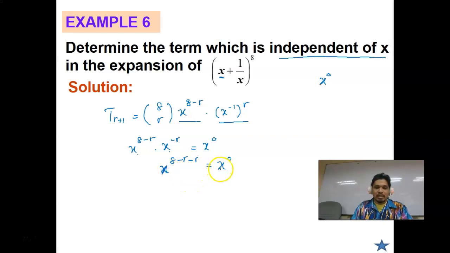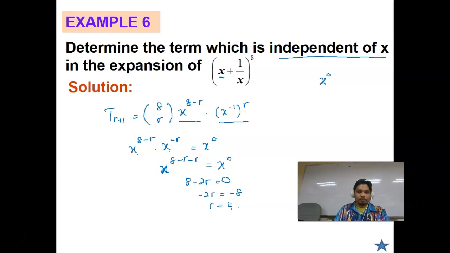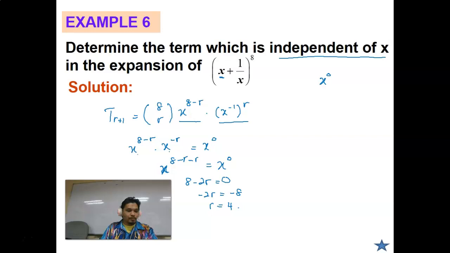So the bases are equal now, so we can just look at the index. 8 minus 2r equal to 0. Then negative 2r equal to negative 8 and r equal to 4. So when r equal to 4, 4 plus 1 equal to 5.